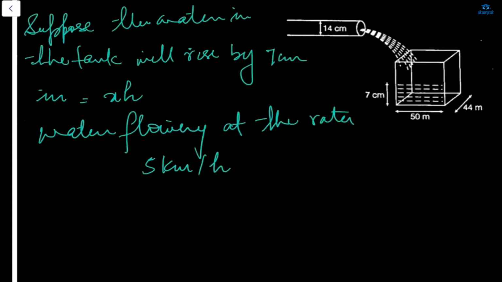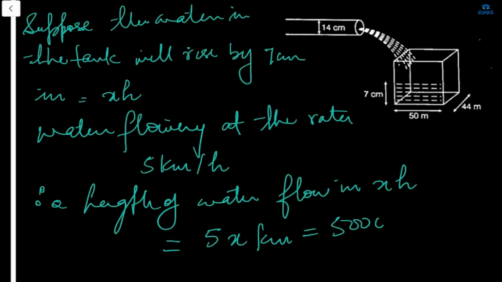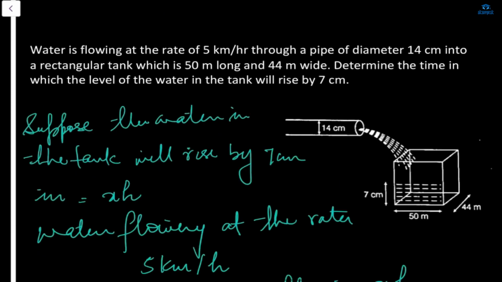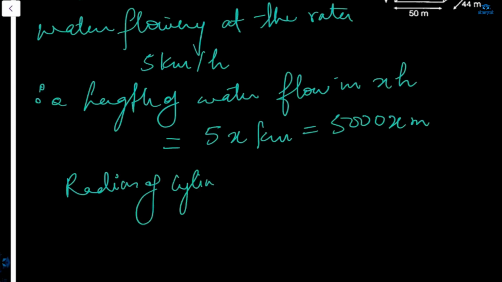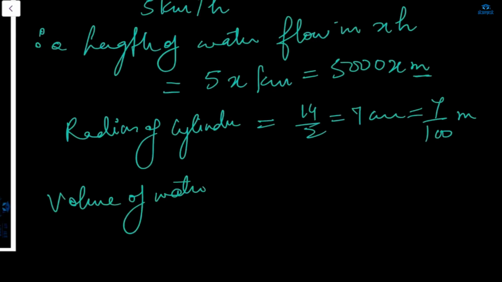So therefore, what will be the length of water flow in X hour? It will be 5x kilometer. So we need to change it into meter. So 5000x meter. Okay, and what is the diameter? 14 centimeter. The radius of the cylinder will be 14 upon 2, which is equal to 7 centimeter. And since the value here is in meter, we need to take all the things in meter. 7 upon 100 meter.